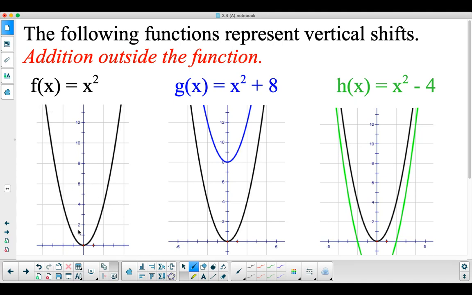So here's what vertical shifts will look like. If you are moving something up, your addition will be addition. If you're moving something down, it will be subtraction. And vertical shifts will be outside of the function. So if your parent function is x squared, to get a vertical shift up 8, you would add 8 to the whole thing. To move it down 4, you would subtract 4 from the whole function of x squared.